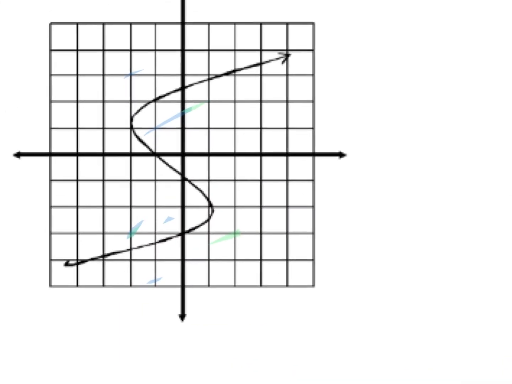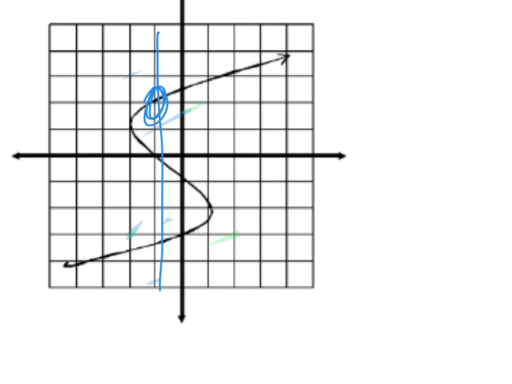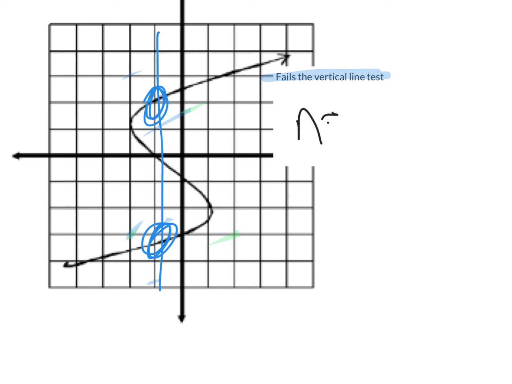So what that means is if you can draw a vertical line anywhere through a relation and you hit it in more than one spot, there's a special term for this: we say it fails the vertical line test. That means I was able to draw a vertical line through it, and I hit it in more than one spot. So when that happens, this is not a function.